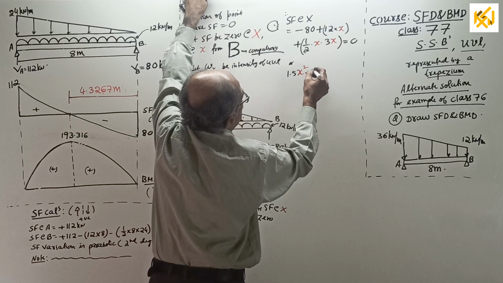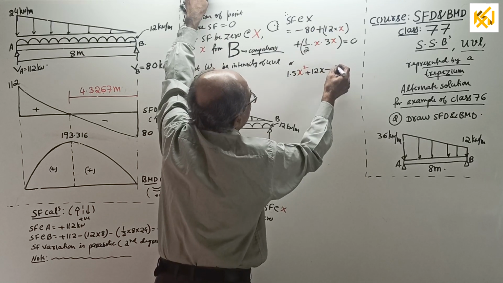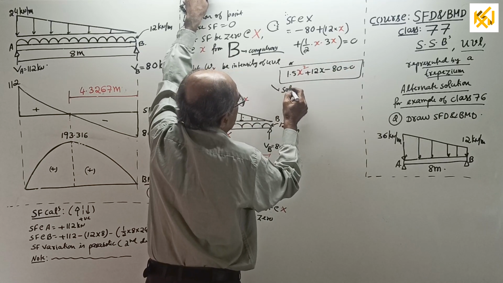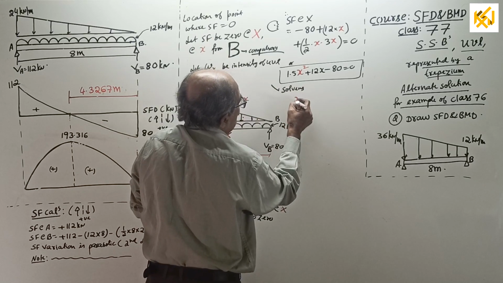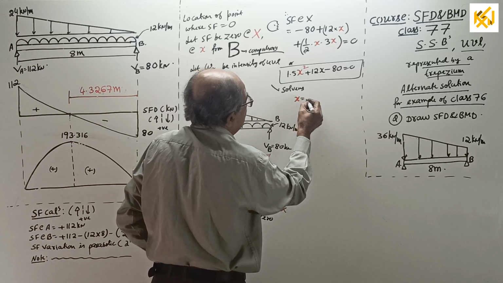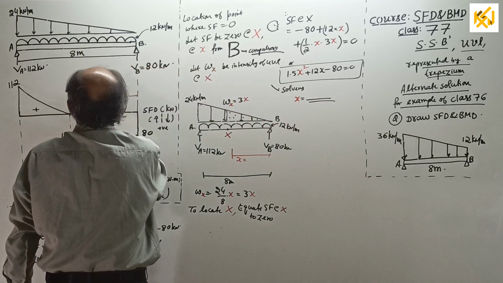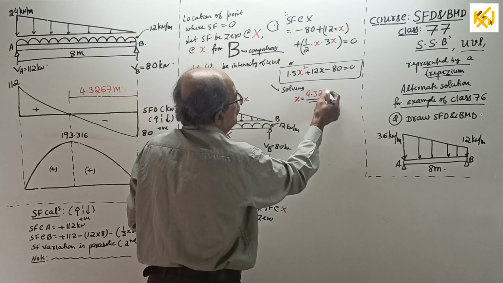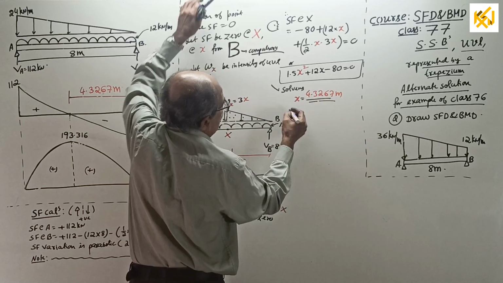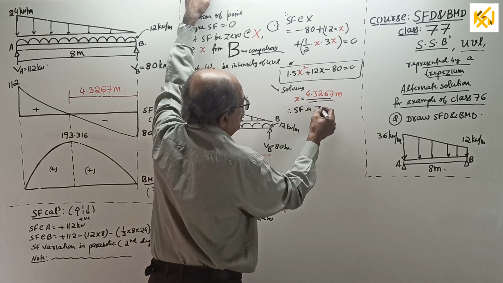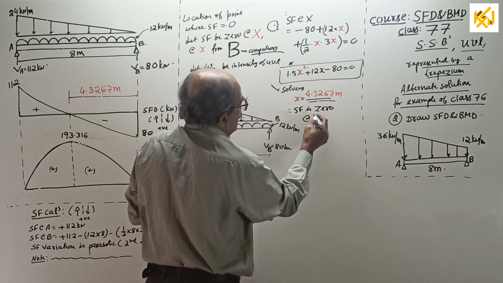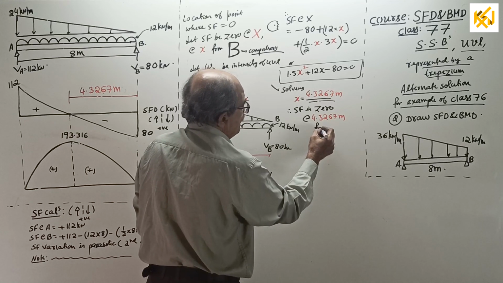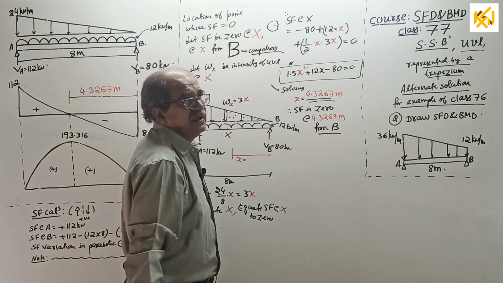Then plus 12 into x minus 80 equal to 0 is the quadratic equation to solve. Solving, we get x equal to, this time I am not solving because I am 100% sure you know the answer. 4.3267 will come. It has to come. 4.3267 meter. One statement: therefore, shear force is 0 at 4.3267 meter from B. And that is the point where bending moment is maximum.